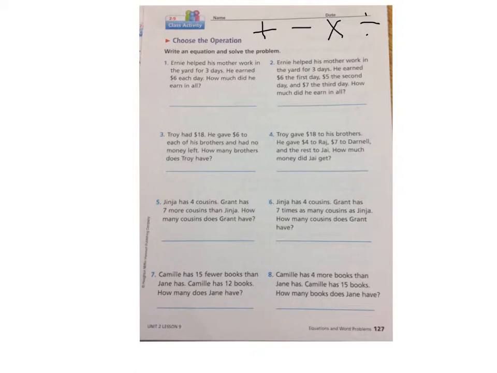Ernie helped his mother work in the yard for 3 days. He earned $6 each day. How much did he earn in all? Well, one of the key words here is in all. So he earned $6 on the first day, plus $6 on the second day, plus $6 on the third day.